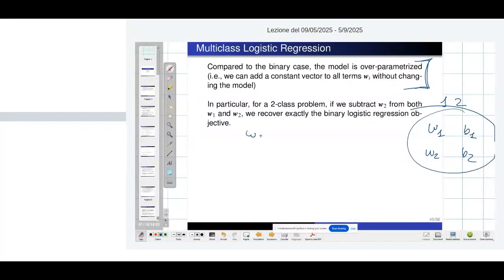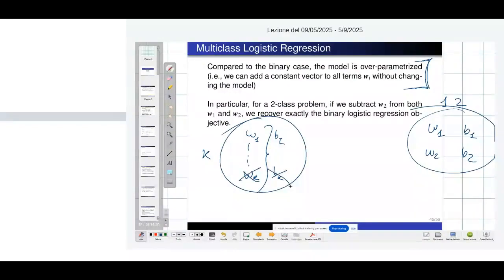Well, it turns out that if we have a K class problem and we parameterize with a set of K vectors W and K biases, we are over-parameterizing the model. What does it mean? It means that we can always obtain an equivalent model by setting one of all the W's equal to zeros and one bias equal to 0 as well. That is, we are representing the model with a number of parameters that is more than we actually need.